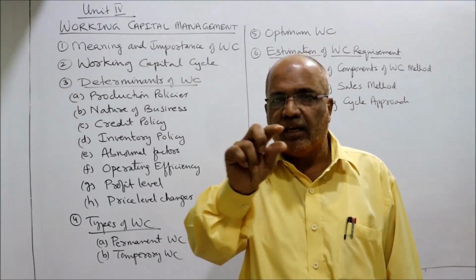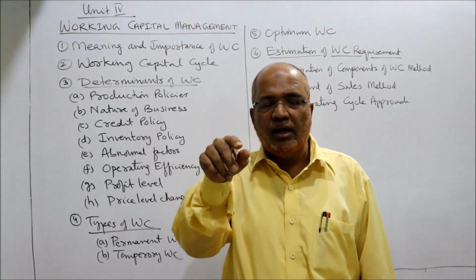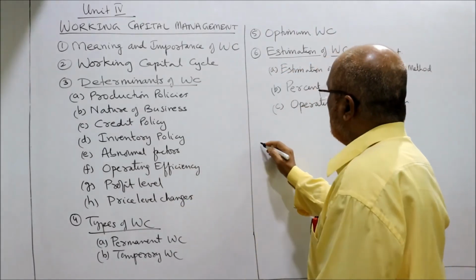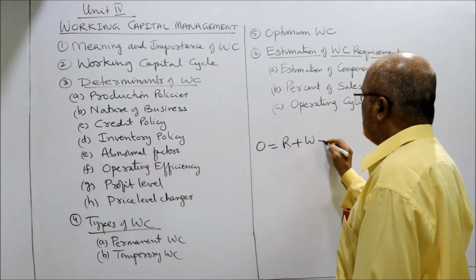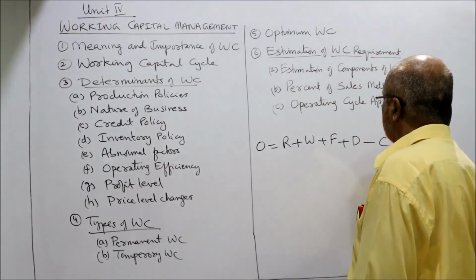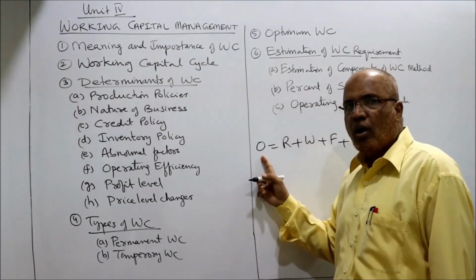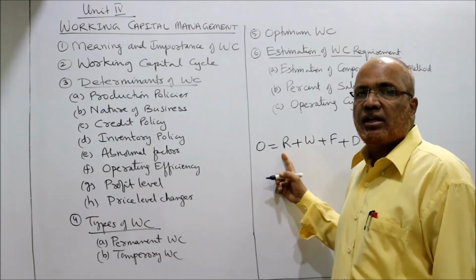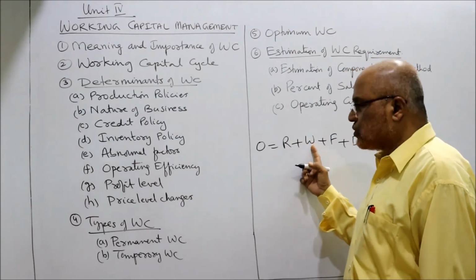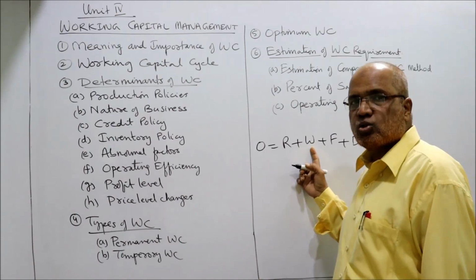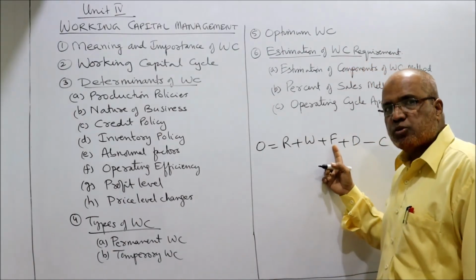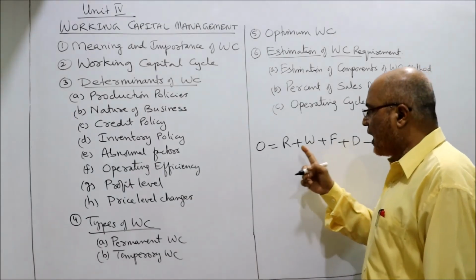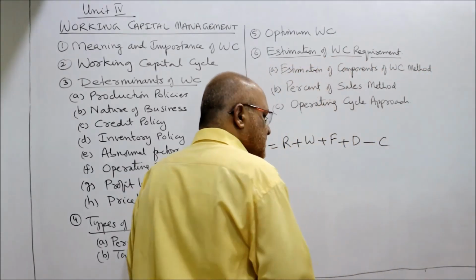So the operating cycle equation is O is equal to R plus W plus F plus D minus C. O stands for operating cycle duration period. R stands for raw material storage period. W stands for WIP, work in progress storage period. F is finished goods storage period, D is debtors credit period, and C is creditors credit period.